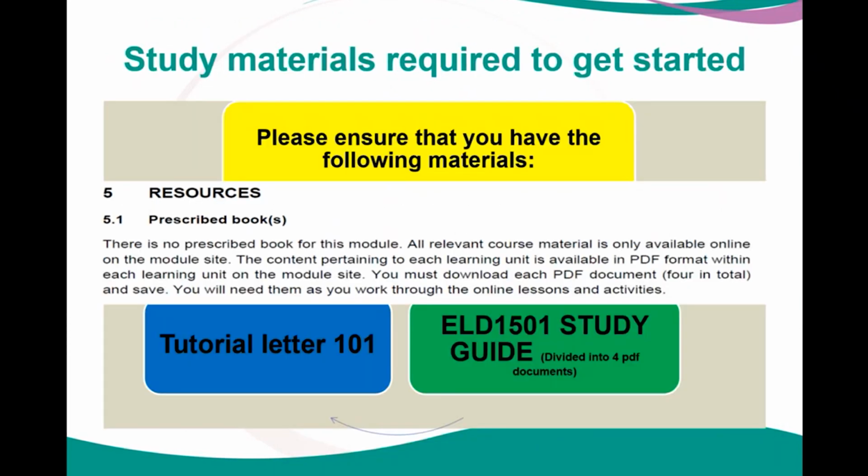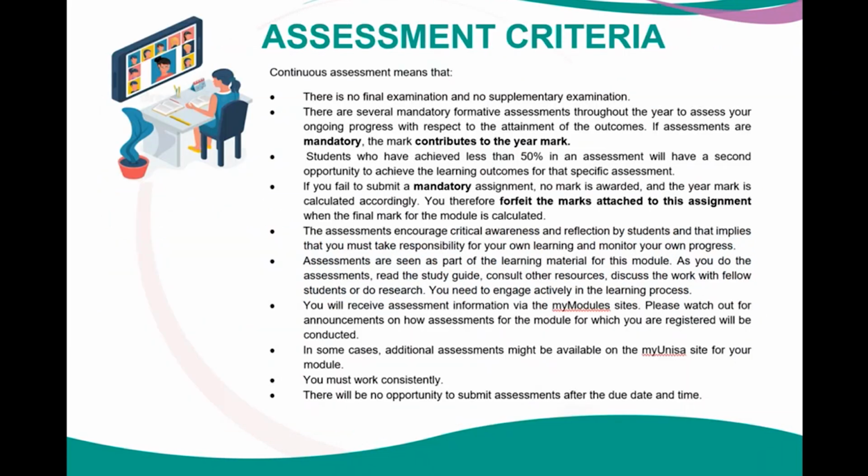So the study material required to get started is basically your TUT 101 as well as your ELD1501 study guide. You will notice that I've divided it into 4 documents, and this is also for you to focus on one learning unit at a time. So you'll see learning unit 1 to 4 within your module site. If you haven't found it already, it's on the side, and you will just download it under the correct learning unit. So we're looking at the assessment criteria.